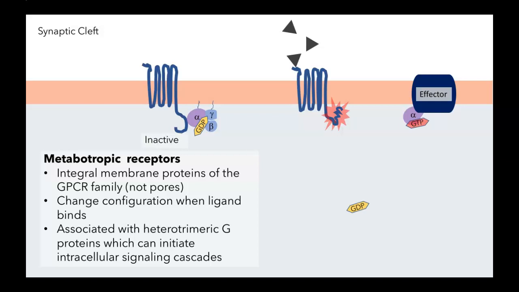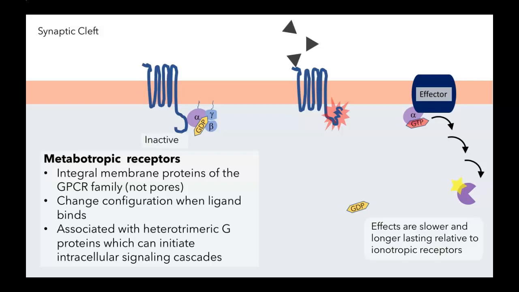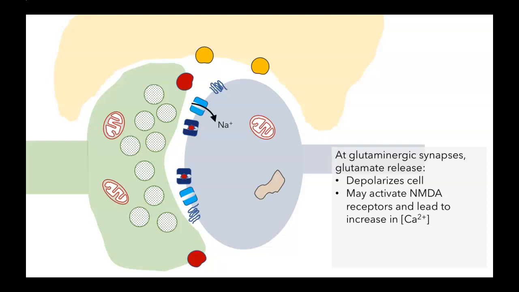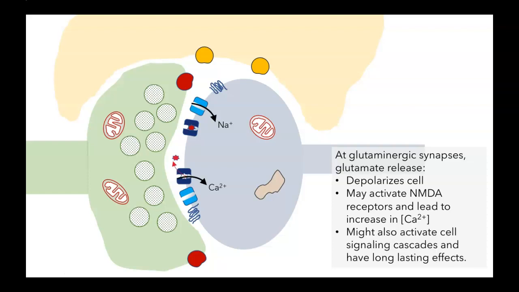They do different things depending on the particular type of glutamate receptor that was activated, but in general there's a cascade of events in the cell, and we might, for example, phosphorylate an enzyme, activating it, and that activated enzyme then could go and have other activity in the cell. Effects that are mediated by metabotropic receptors are slower and longer lasting relative to the ionotropic receptors. So what we've seen is that at glutaminergic synapses, the glutamate release will depolarize the cell, it might activate NMDA receptors and lead to an increase in calcium, and it might also activate signaling cascades that can have long-lasting effects.